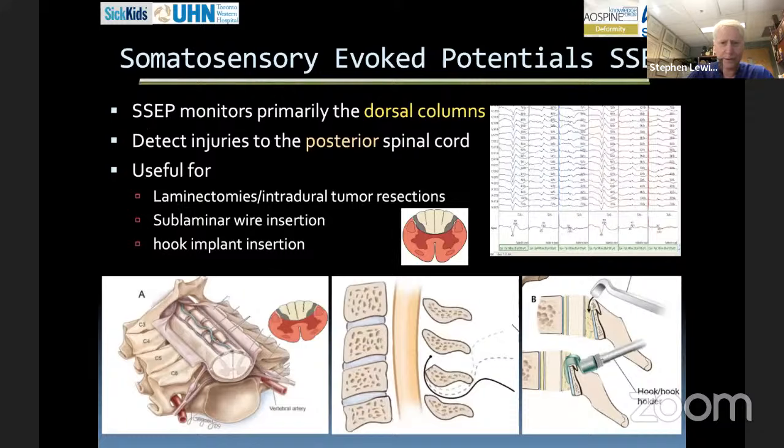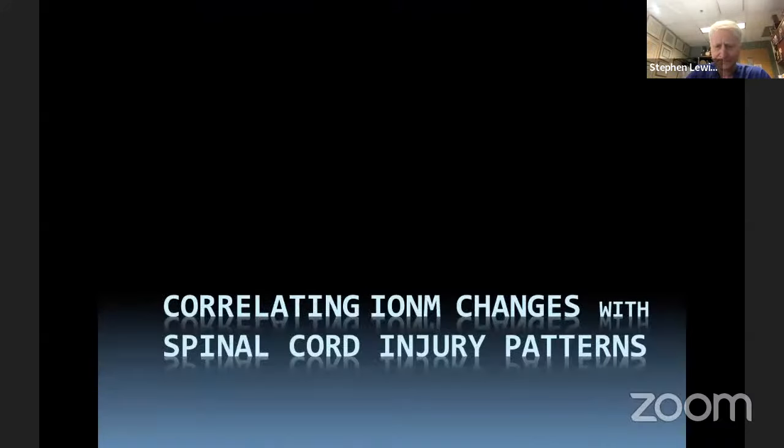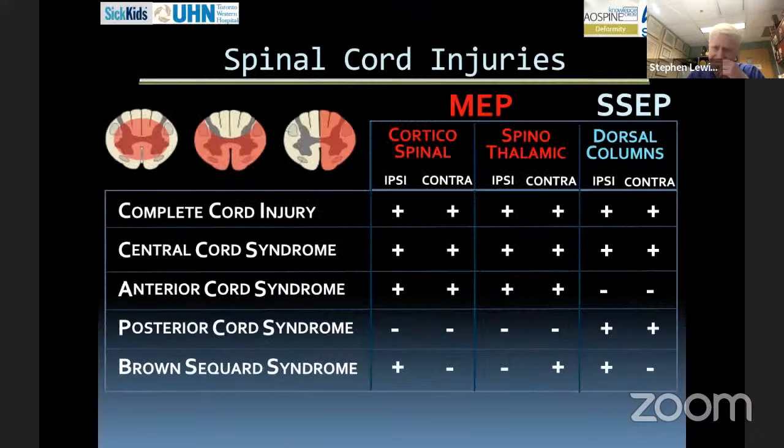For your posterior cord syndromes, you're looking at the SSEPs for your dorsal columns. They're really good for direct injuries. For posterior column or for complete cord injuries, you'll see changes on both. But we see them in laminectomies, intradural tumor resections, sublaminar wire, hook implants, things where the back of the cord is at risk. So how do we correlate these changes with spinal cord injury patterns? And that's what I'm going to go over today.